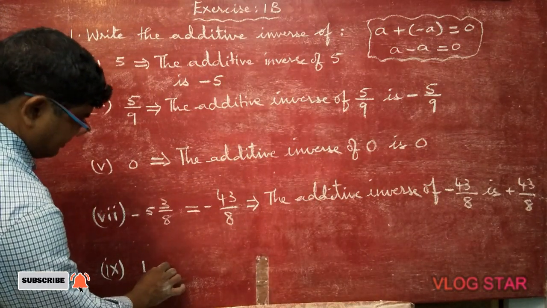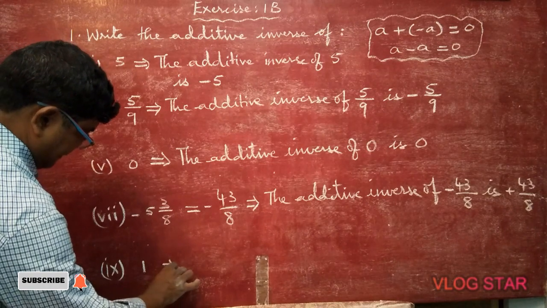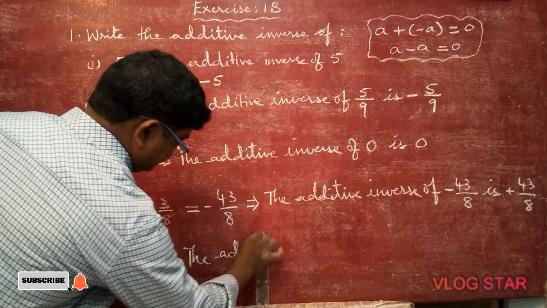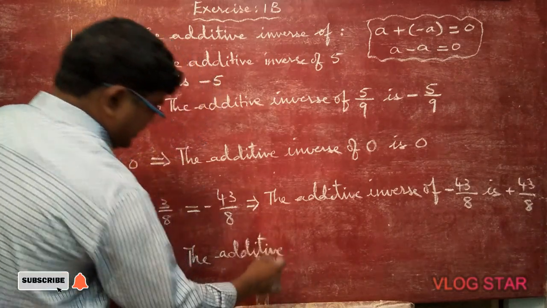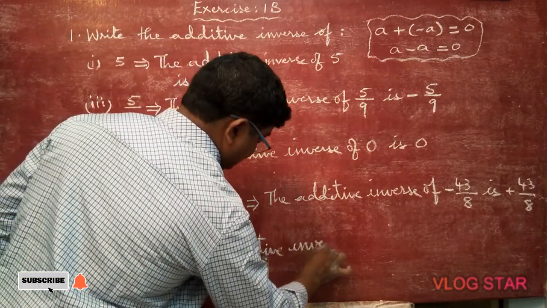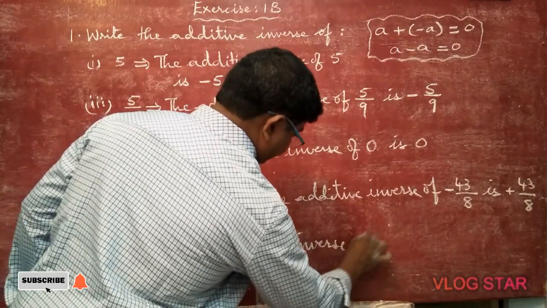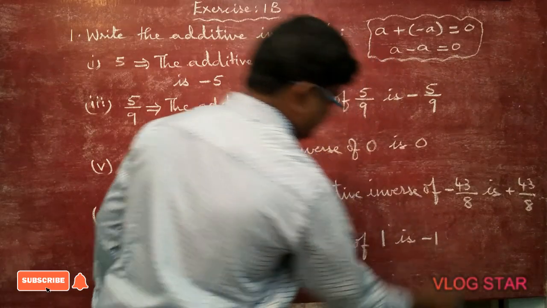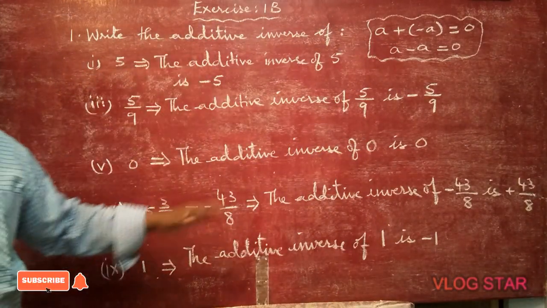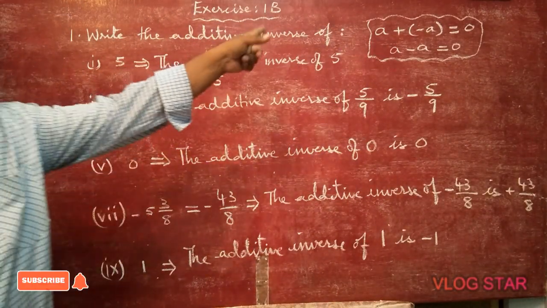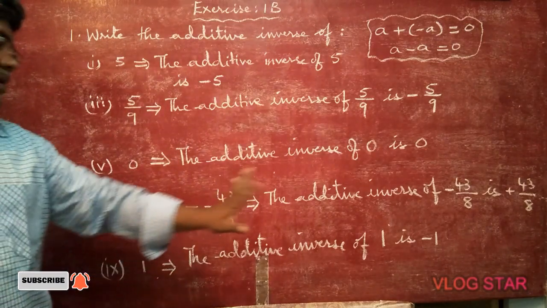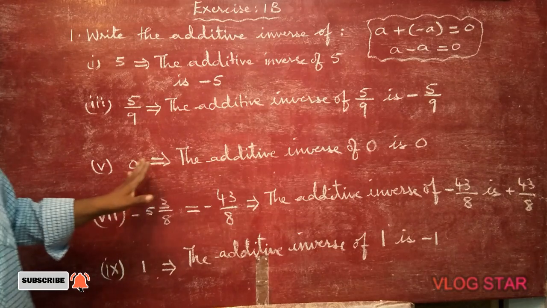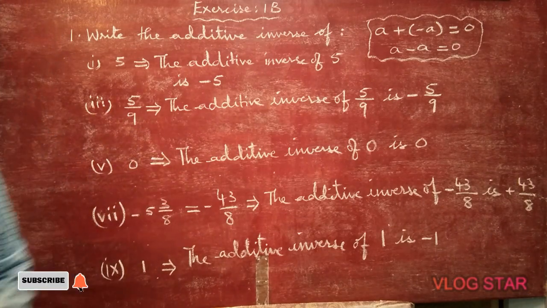Next, coming to the last one, the additive inverse of 1 is minus 1. Very simple. Just write the quite opposite sign. A, minus A. 1, minus 1. Minus 43 by 8 plus 43 by 8 is 0, neutral.